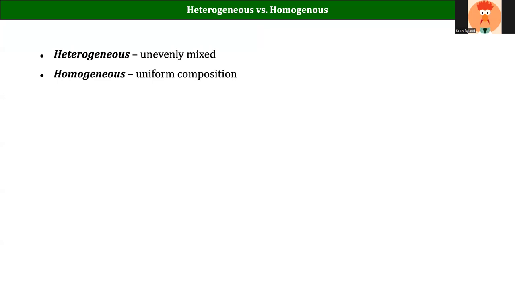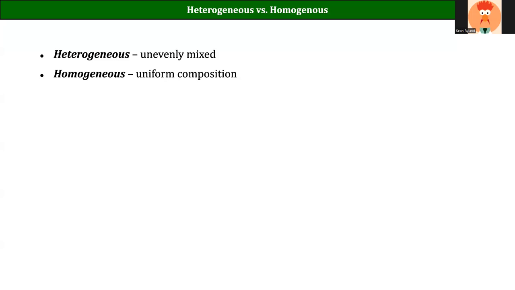Or heterogeneous. Anybody know what those mean? Unevenly mixed. Homogeneous means evenly mixed. Again, I've got to stop asking these questions when I have the answer on the slide. It kind of defeats the point, right?